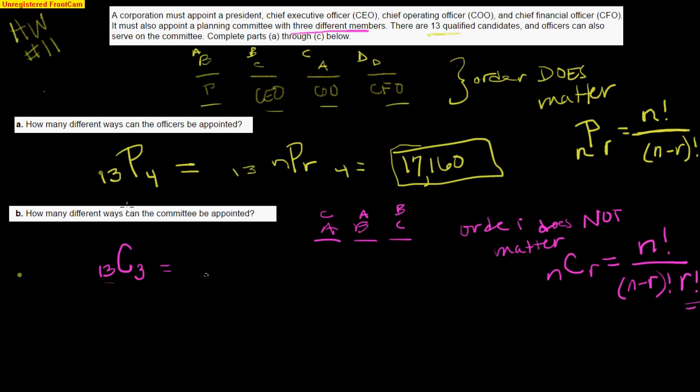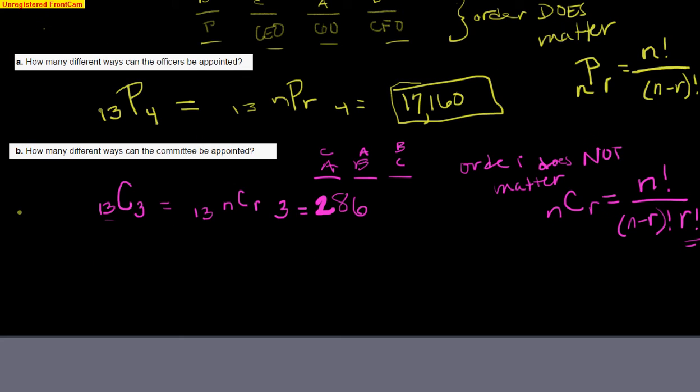So I'm going to go to your calculators again, plug in the number 13, go to your probability button and choose the nCr button. And then you're going to plug in the number 3, and that should pop out with the number 286. Okay. All right. Let's take a look at the last question.